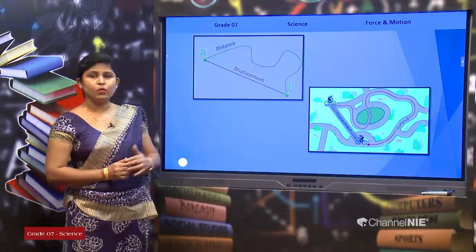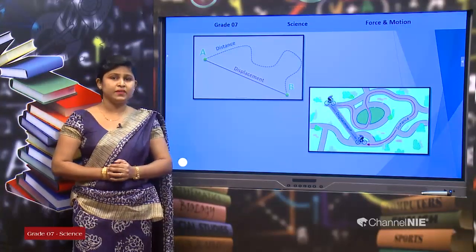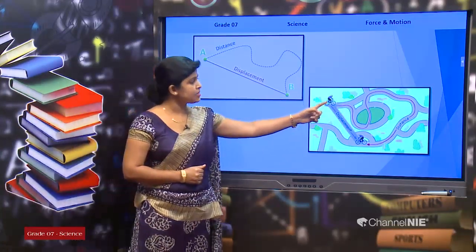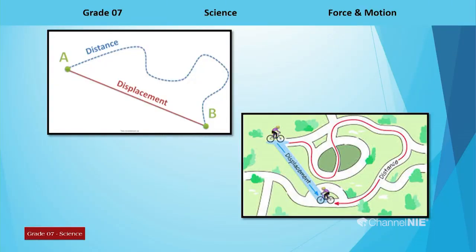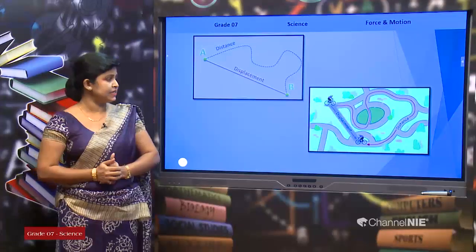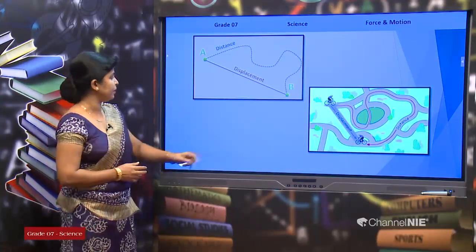When we think about the motion of this cyclist, you can observe that the cyclist has moved through a certain road, or he has moved through a certain route. The total length of the road is known as the distance, but the shortest path or the shortest distance between his initial and final positions is known as the displacement. Right? Once again, you can understand the difference between distance and displacement.